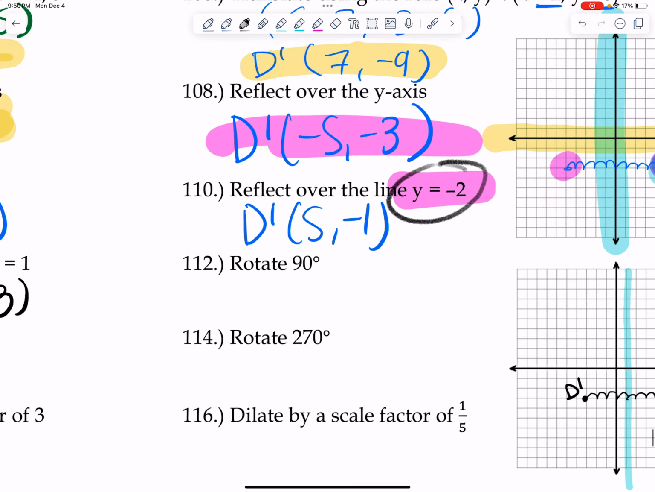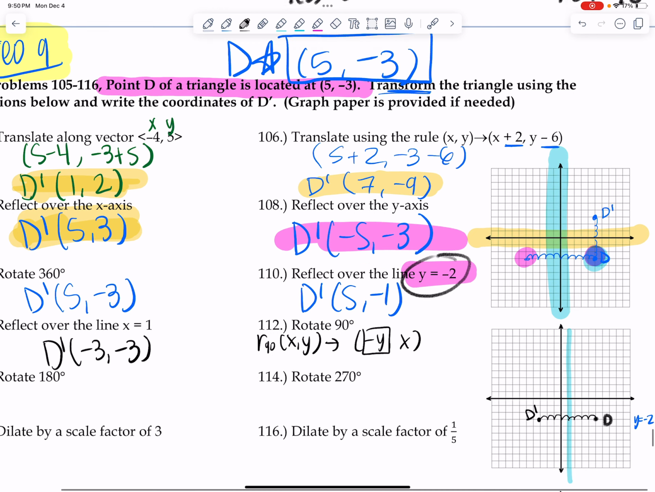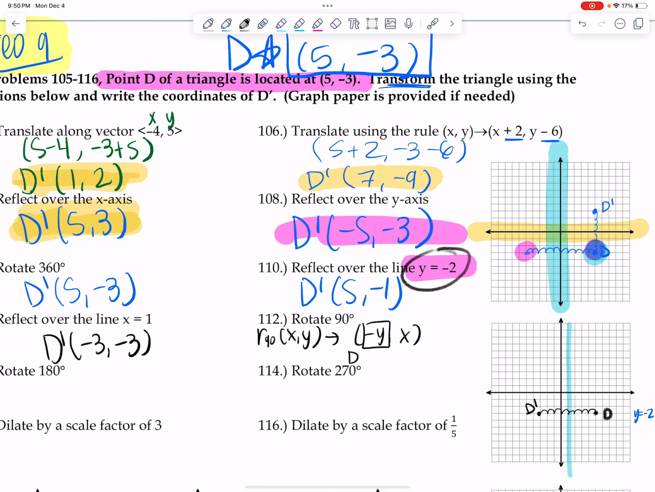Okay, rotation rules. For the rotation rules, I'm going to take that original point, which is at x, y. And for rotation of 90, I'm going to flip them, and I'm going to change the first sign after I flip them. So if it was negative, you make it positive. So I'm going to switch them for D prime. That's going to be at -3, 5, and I'm going to make the first one the opposite sign. So that will be at +3, 5.